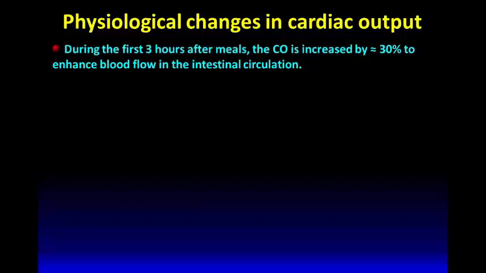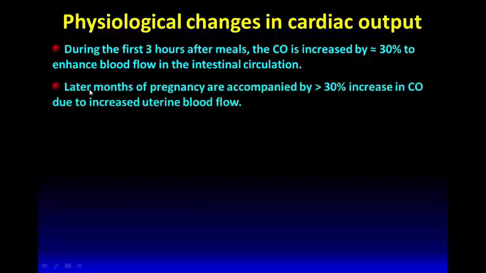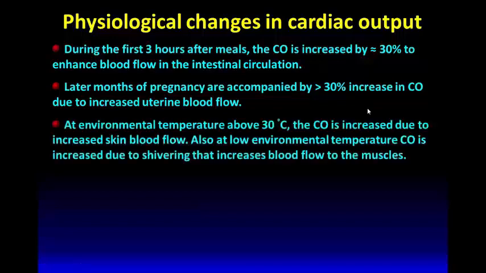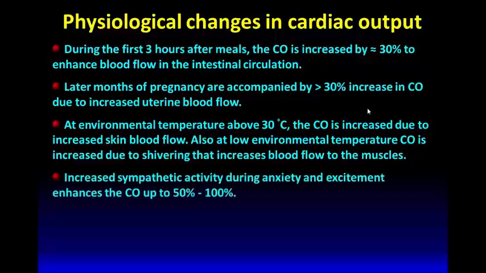During the first 3 hours after meals, cardiac output is increased by approximately 30%, in order to enhance blood flow in the intestinal circulation. Later months of pregnancy are associated with more than a 30% increase in the cardiac output due to increased uterine blood flow. At environmental temperatures above 30 degrees centigrade, the cardiac output is increased, and also at low environmental temperatures, the cardiac output is increased because of shivering that increases blood flow to the skeletal muscles.